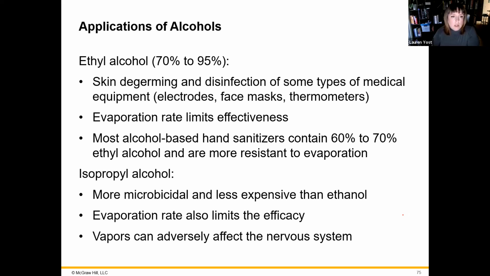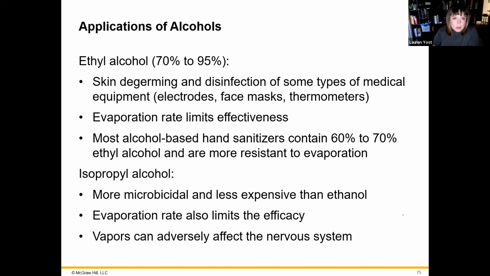So when we are using ethyl alcohol, this is a skin degerming and disinfectant for some medical equipment. Because it evaporates quickly, we don't want to use it on everything. Hand sanitizers have 60 to 70%. So they are more resistant to evaporation because we have the addition of that water.